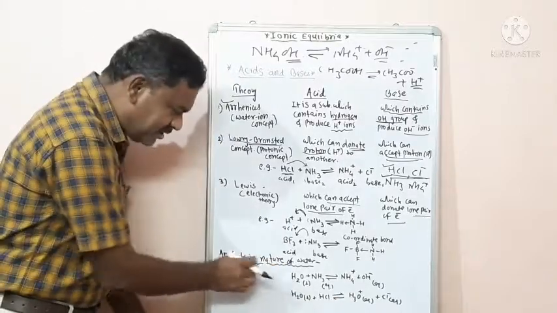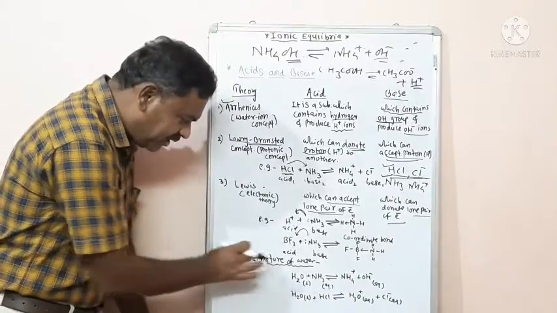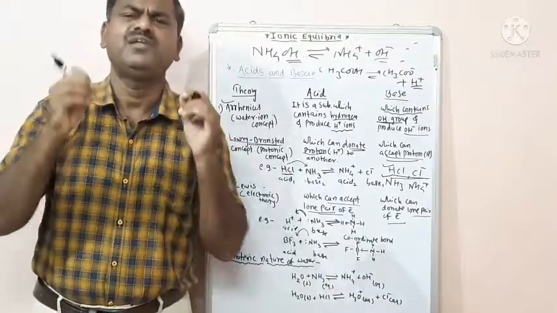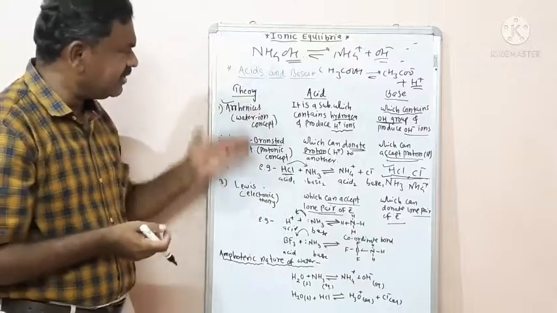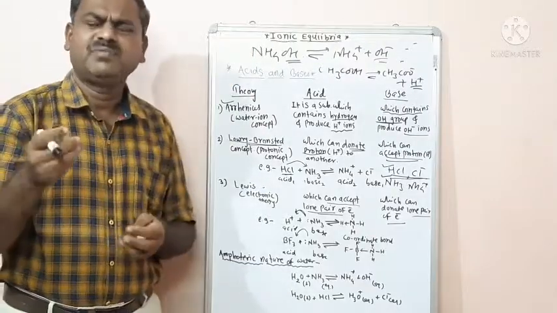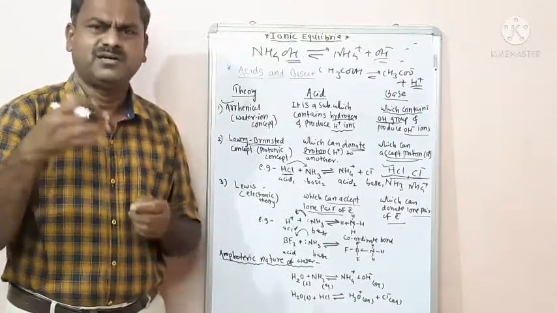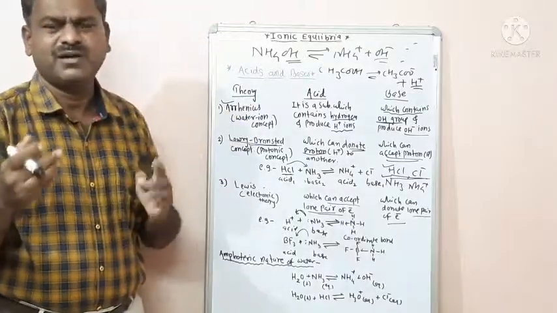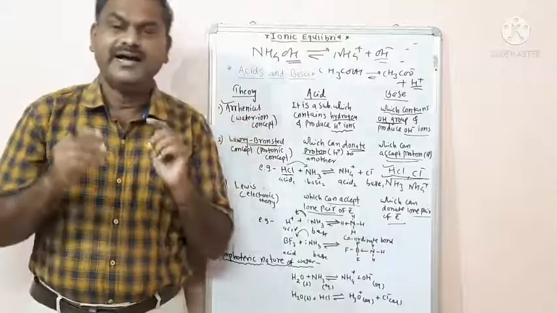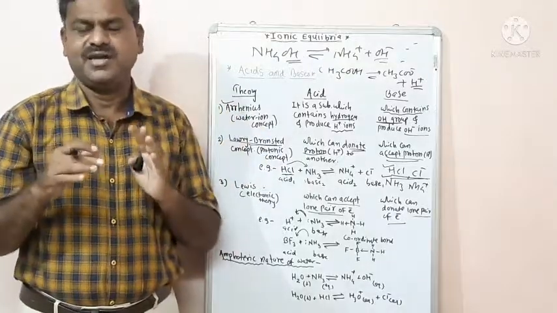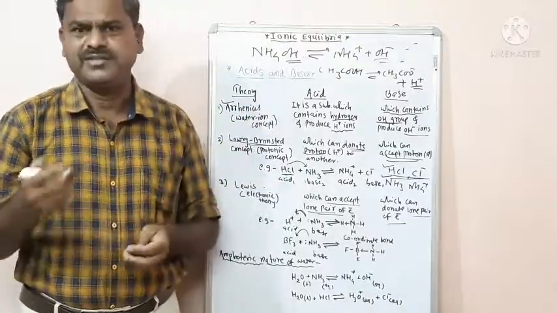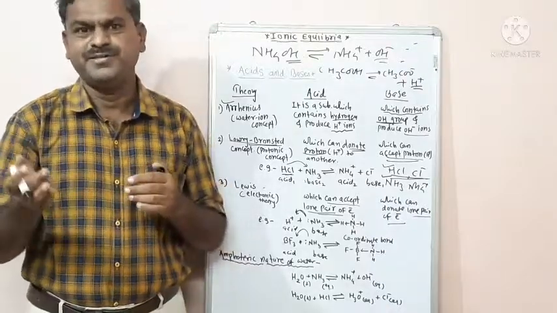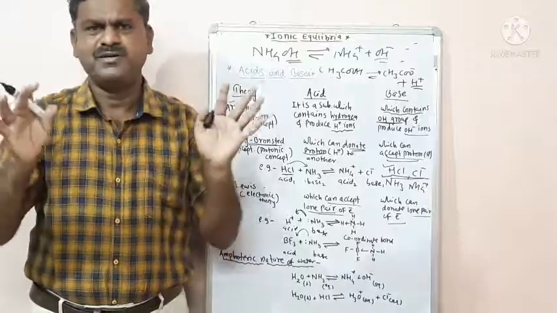Therefore, the amphoteric nature of water carries 2 marks. That is very important. In the annual exam, defining acid and base carries 1 or 2 marks. Okay. Now this is about acids and bases. In the next lecture, we will discuss new points. Okay students, that's all for now.